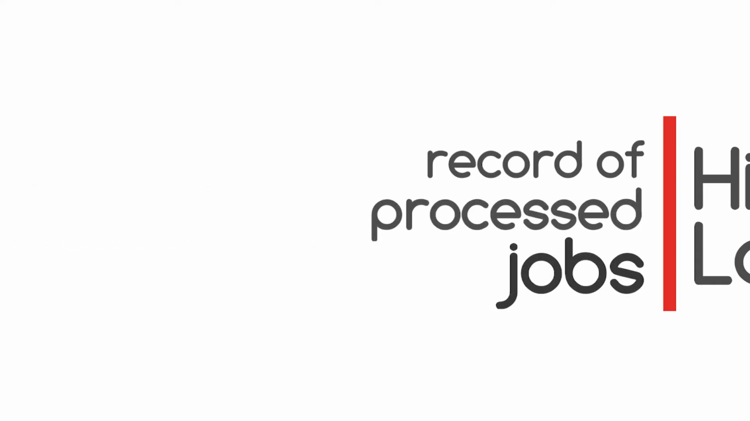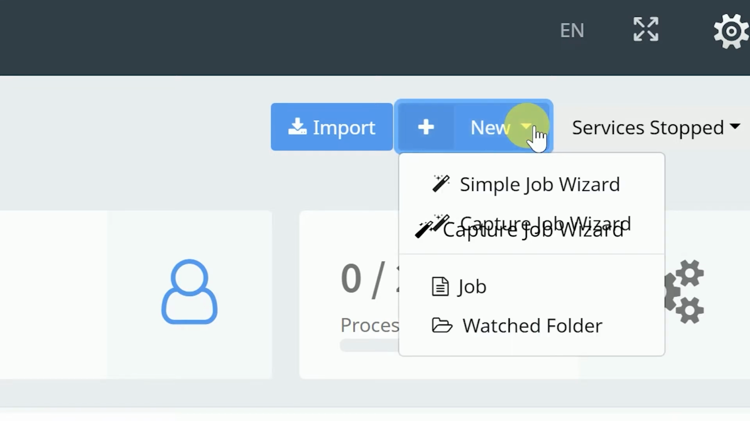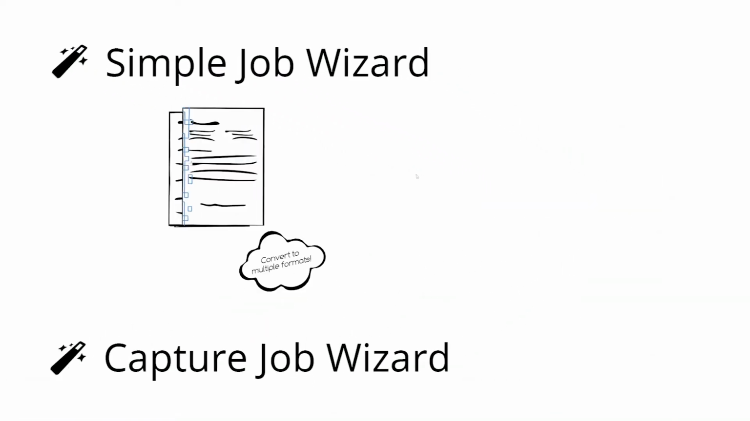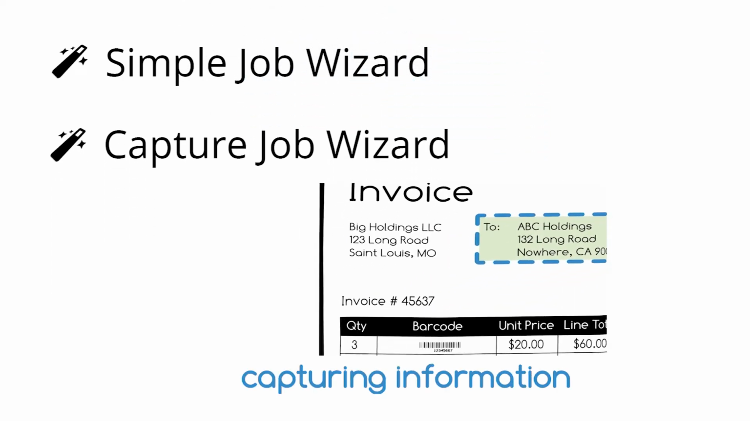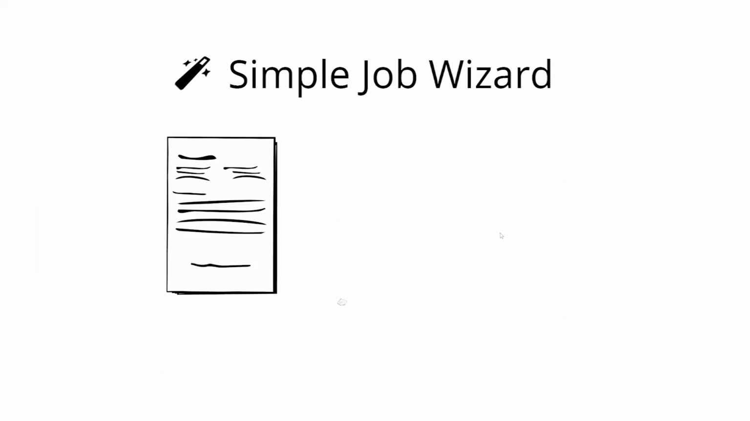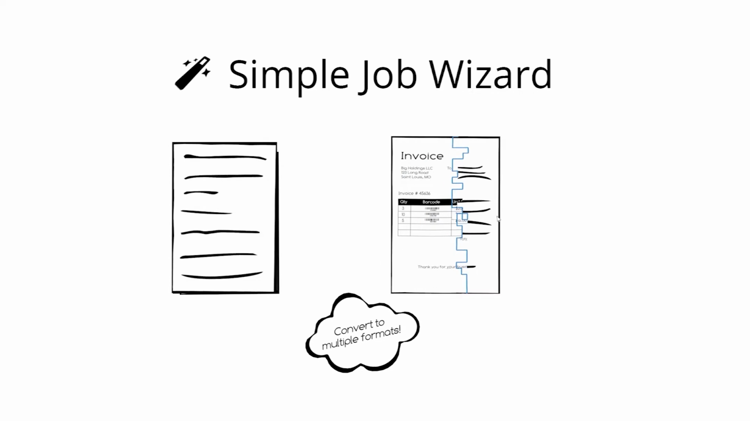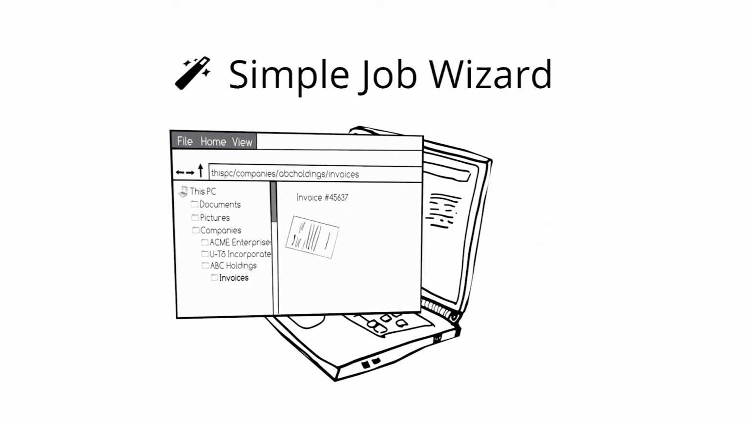So now that you have some Umango lingo under your belt, let's look at the two types of jobs available to us in the job wizard. In Umango, there are two primary uses or functions: converting documents and capturing information. A simple job dialog helps you get a job set up to convert files from one format to another and route it to a destination of your choice.